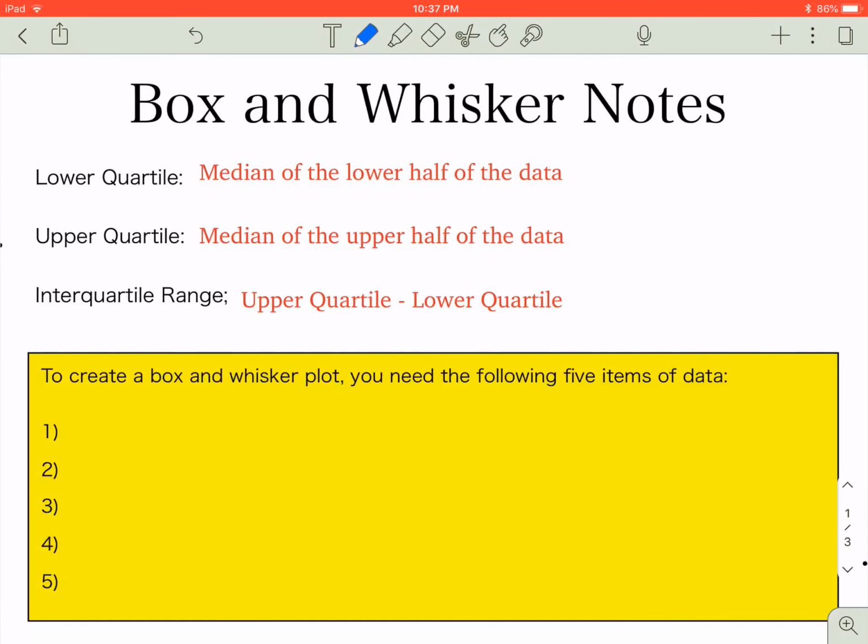Hey guys, this is video 1 for box and whisker notes. Today we are learning how to create box and whisker plots. Box and whisker plots are simply graphs that display data using 5 key points of the data set.